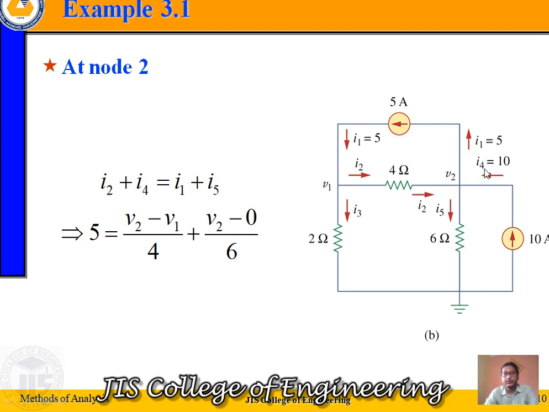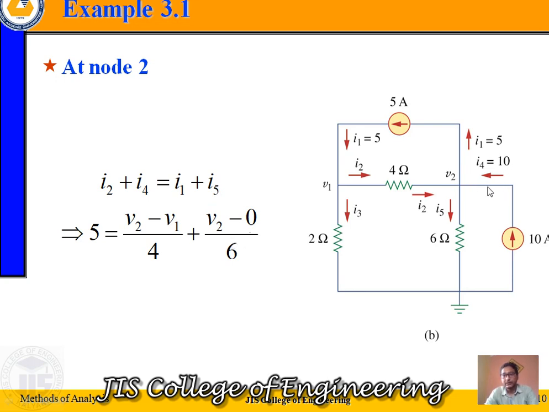So what is this I2 current? I2 current is over here, flowing left to right. This current flows through this 4 ohm resistance, and there is no current source. So simply we can write I2 as V1 minus V2 divided by 4. Similarly, in place of I5 we can write V2 minus 0 divided by 6.